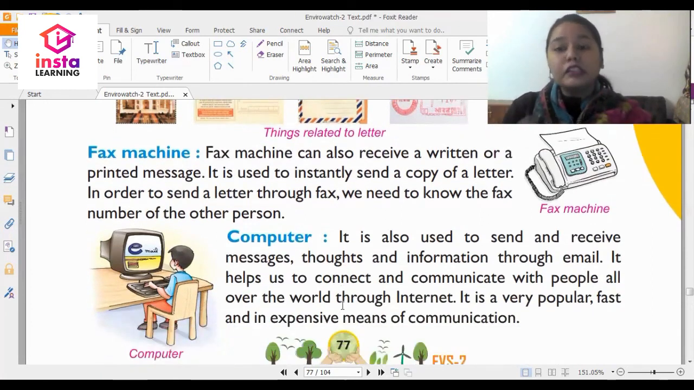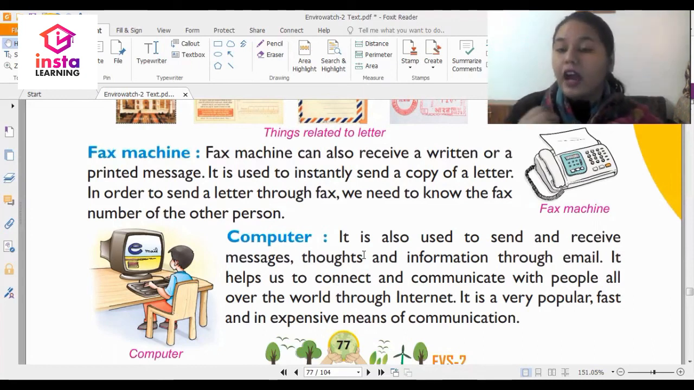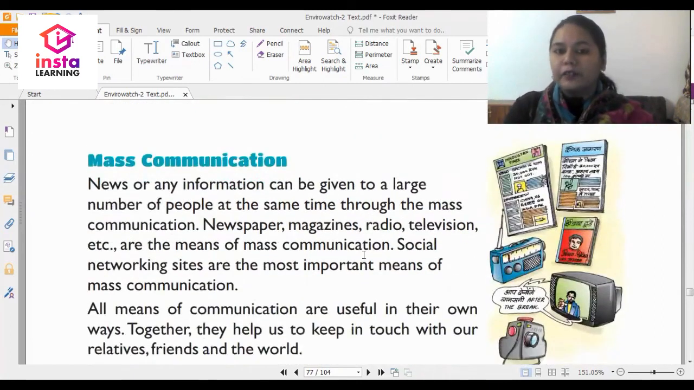The next means of communication is computer. It is also used to send and receive messages, thoughts, and information through email. It helps us to connect and communicate with people all over the world through internet. It is very popular, fast, and inexpensive means of communication. So computer or a laptop, this is the most common means of communication that we are using at present. And how do we send messages using computer with the usage of internet, right?